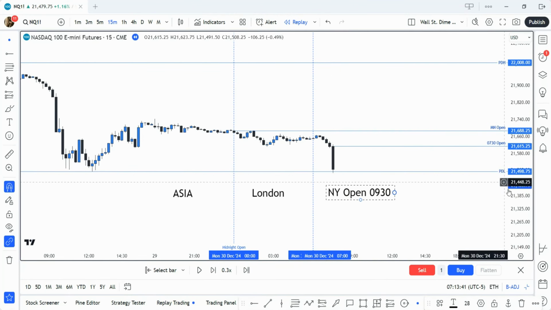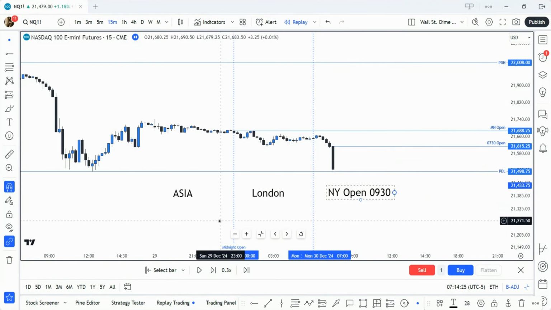Now, in step 2, we drew out four lines. We took two lines that are vertical and we placed them at the midnight open and then at 6 a.m. So two vertical lines. And then we took two horizontal lines, and we marked out the midnight open and we also marked out the 7:30 open. Again, with our vertical lines, what we're doing is we're visually separating our Asia session from our London session.